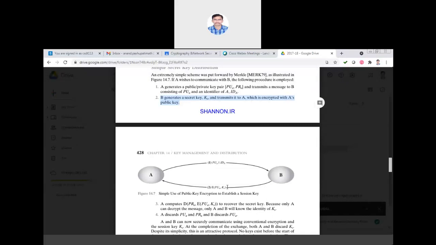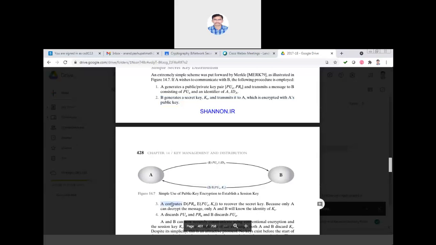We can find that in the second transaction. What is the second transaction? E of PUA, comma KS. PUA is the public key of A, which he got in the previous step, and KS is the session key generated by B. That is sent by B to A.